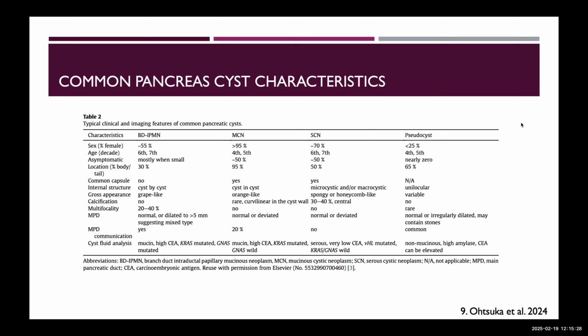In contrast with mucinous cystic neoplasms or MCNs, this is predominantly, greater than 95% of the time, arising in females in their 40s and 50s, predominantly in the body and tail. They tend to be larger when they are identified. They tend not to involve the main pancreatic duct, and they tend not to be contiguous to the main pancreatic duct.